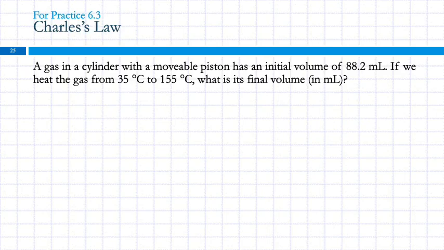So let's do a Charles law problem. A gas in a cylinder with a movable piston has an initial volume of 88.2 milliliters. If we heat the gas from 35 degrees Celsius to 155 degrees Celsius, what is its final volume in milliliters?